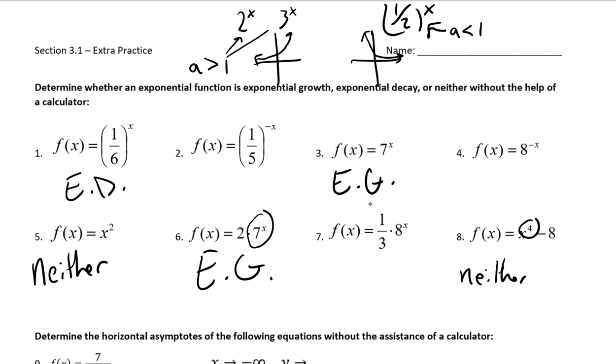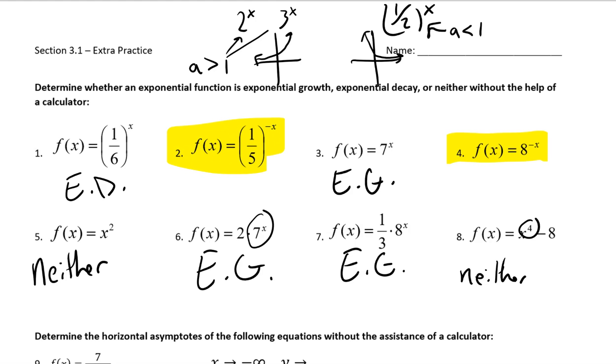Okay, and I skipped over this one, but what do you think 7 should be? It's just like this one. That multiplying by 1/3, multiplying by 2, that makes it faster or slower, but it's still decaying exponentially.